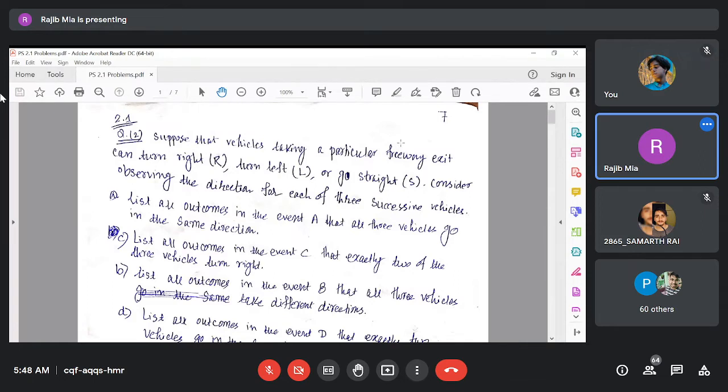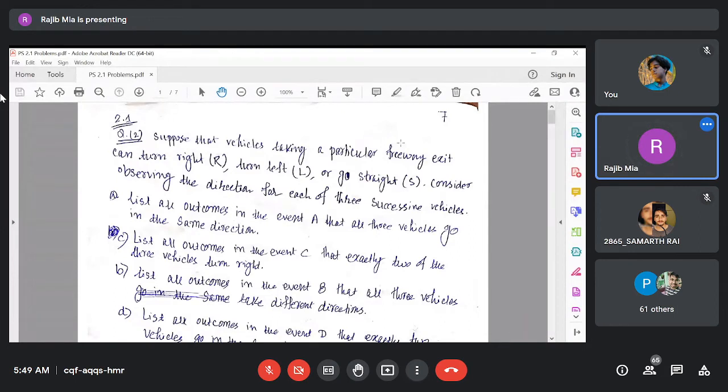So there are 3 vehicles, and they can turn right, turn left, or go straight. So there are three possibilities for each of the three vehicles. Suppose we are observing the direction for each of the three vehicles, and first, list all outcomes in the event A that all three vehicles go in the same direction. If it is turn right, we denote it by R, for left it is L, and for straight it is S.